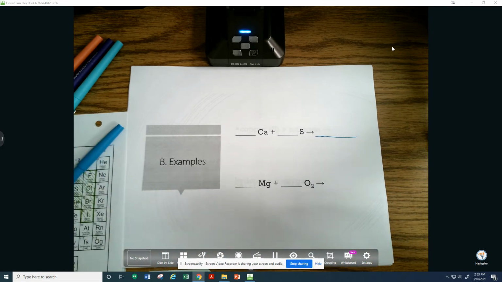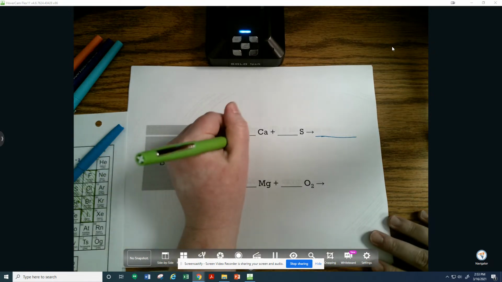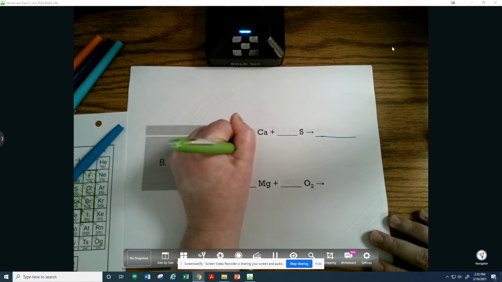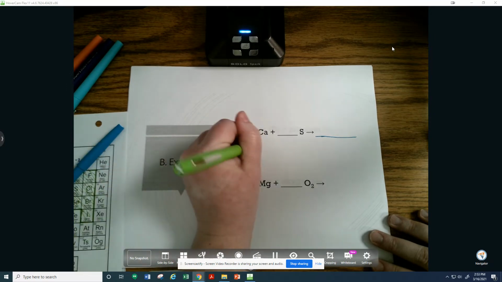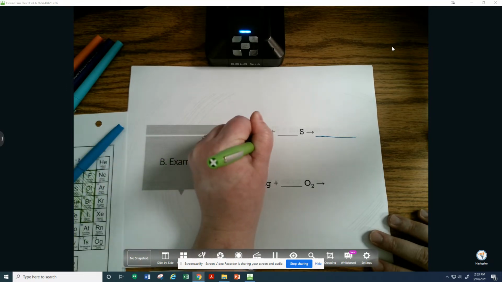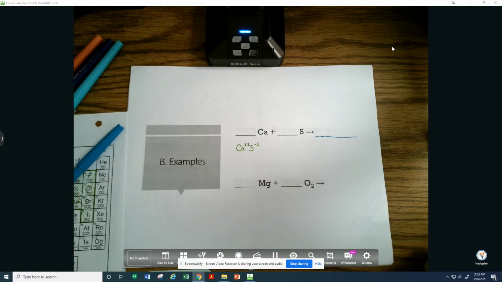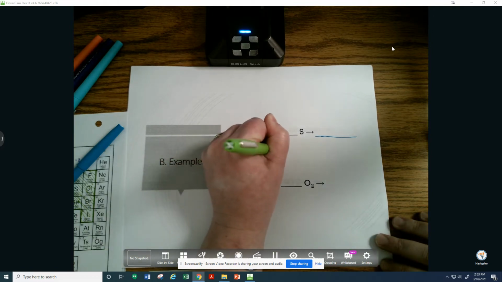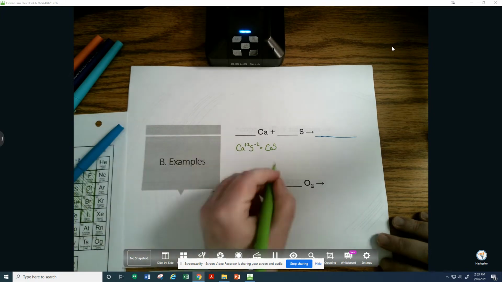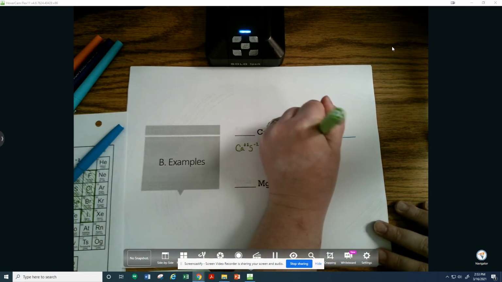So when we go to figure out the formula of our product, we need to first of all remember that our cation goes first. So calcium is a +2 charge. The anion, the sulfur, is a -2 charge, and so that goes second. So we have a positive first, negative second. Looking at what happens to our charges, they cancel. So we get a formula of CaS. This is the product of this reaction.